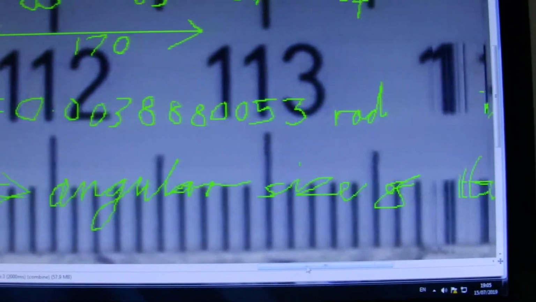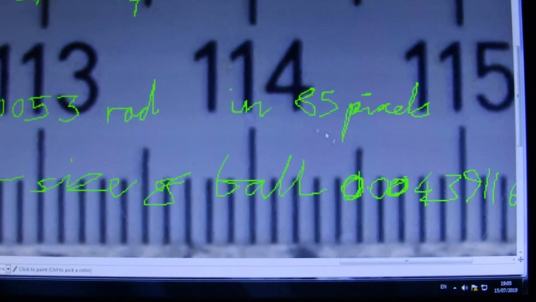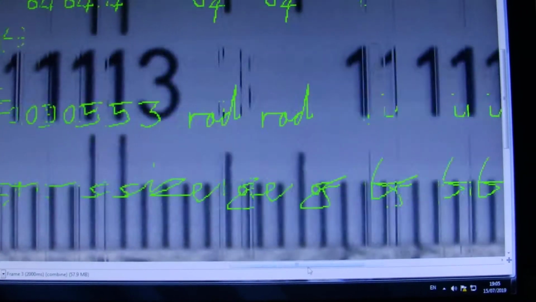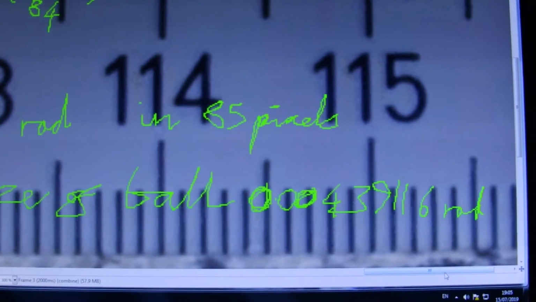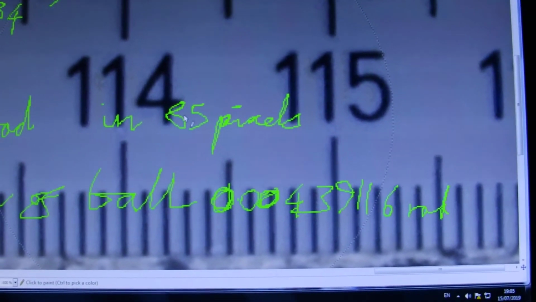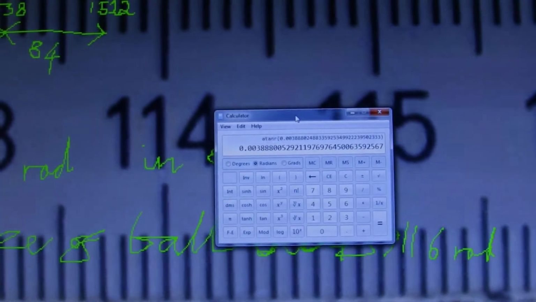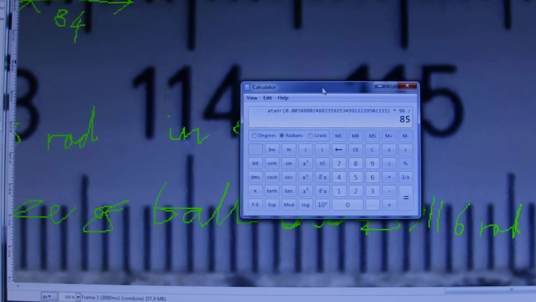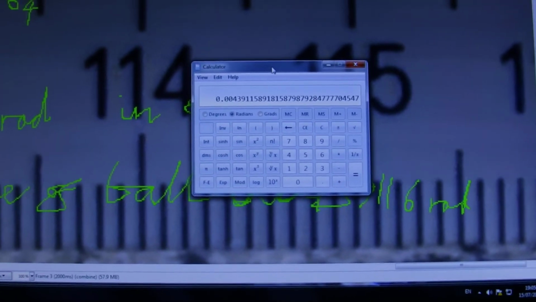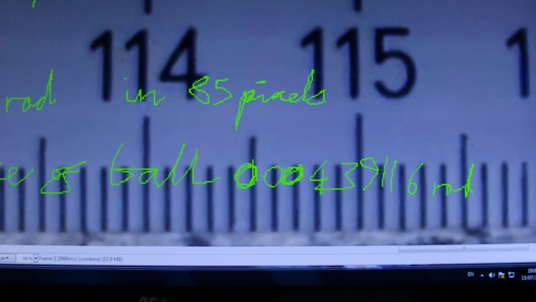From that, because we know the angular size of the ball is 96 pixels, no, yeah, 85 pixels is 85 pixels represents that angle. 96 pixels for the ball represents 96/85ths of that angle. Times 96 over 85 is 0.044 radians. Close enough. Just keep that number aside.